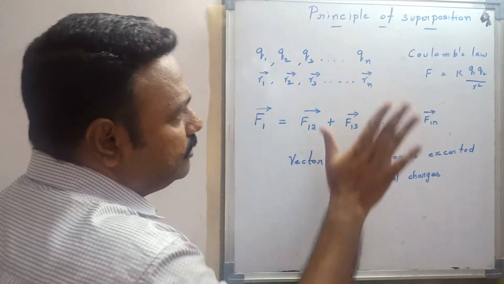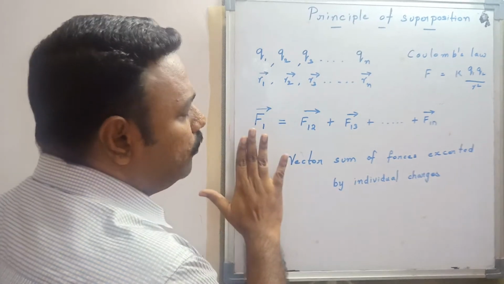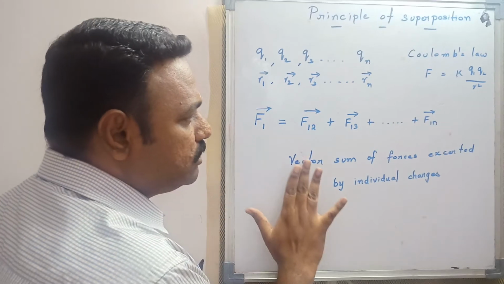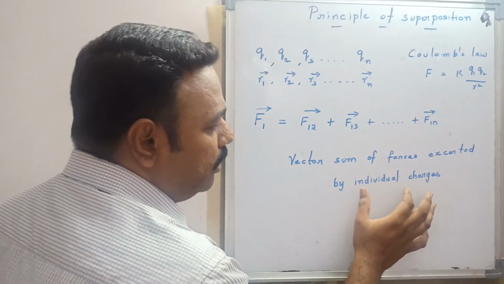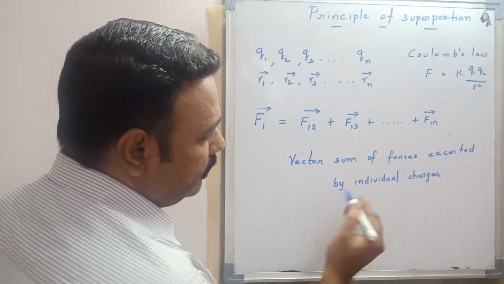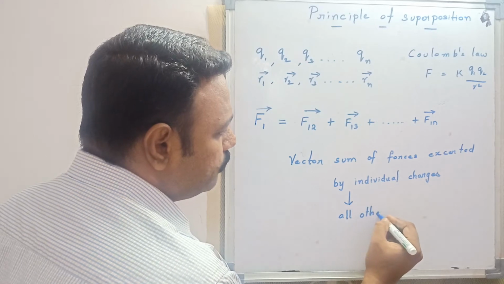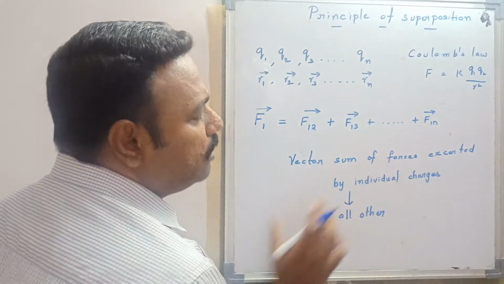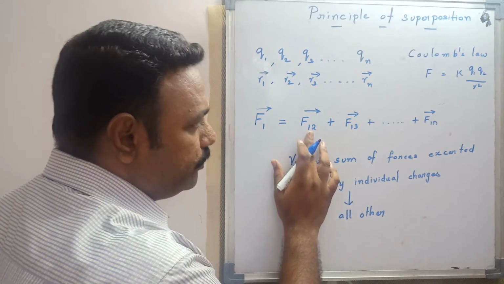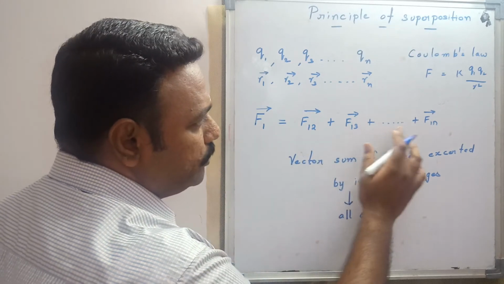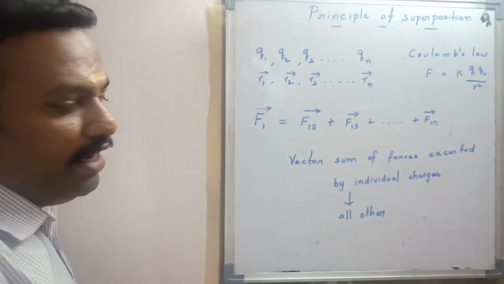So once again, I will just tell what the principle of superposition means. It is nothing but the force on one particular charge is the vector sum of forces exerted by all other individual charges. You can also remember that all other individual charges, because up to n numbers you can apply. That is, F1 vector is equal to F12 vector plus F13 vector plus up to F1n vector. Okay, so this is for n number of charges.